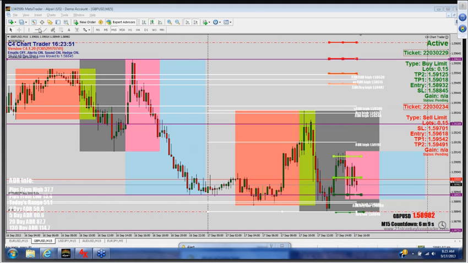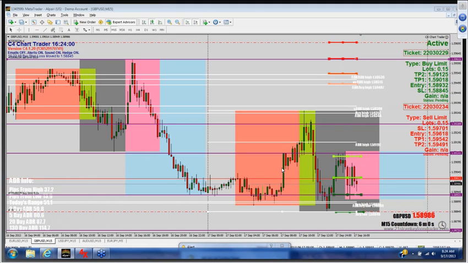Could also look here for a potential sell point for scalpers, and we're looking for some intraday trades. We could look right through here at this 59.14, 59.15 area as well.